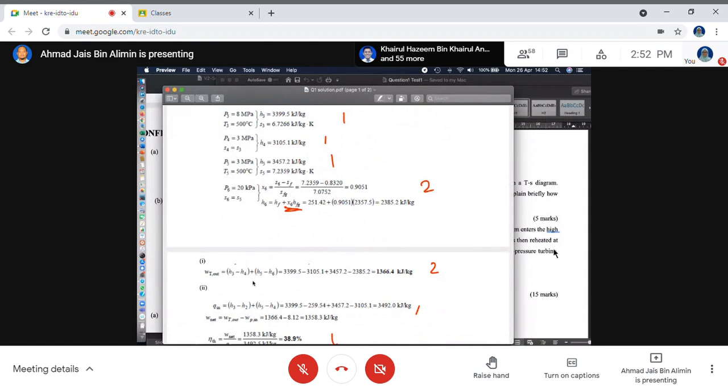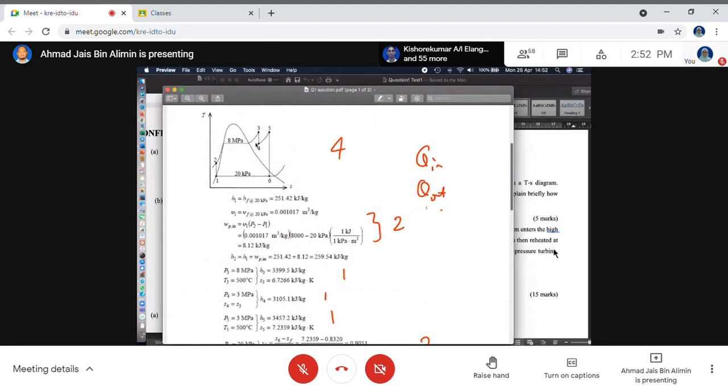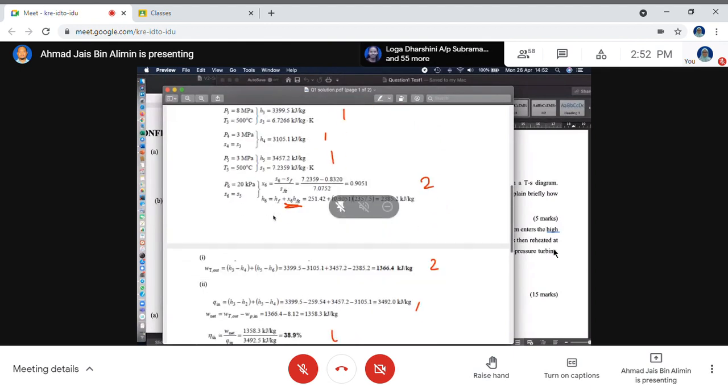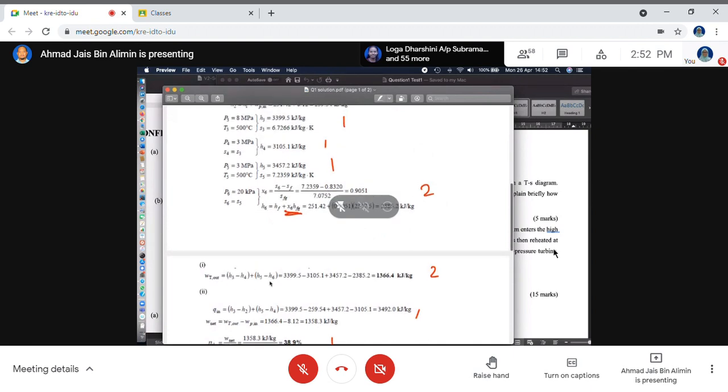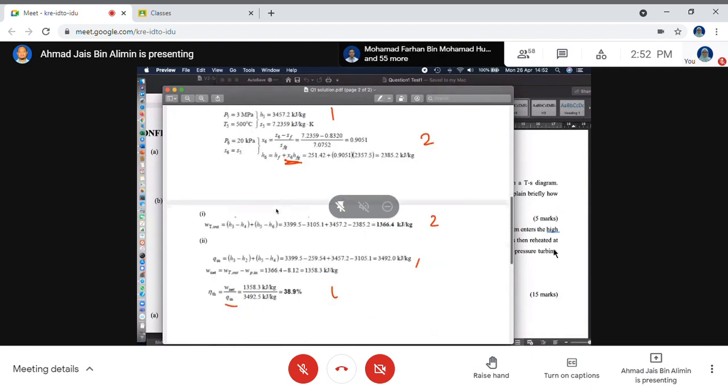Okay, cuma yang ingatkan kat sini, sebab dah ada proses reheat. Okay, 1 reheat, so ada 2 turbin. So dia punya work output dia ialah 3, 4, 5, 6. 3, 4, 5, 6. So jangan kira 1 saja, kena kira 2 sebab ada proses reheat. So dia boleh total work output.